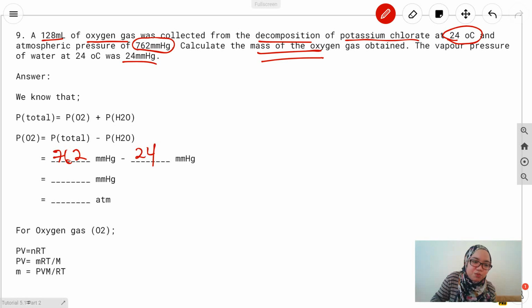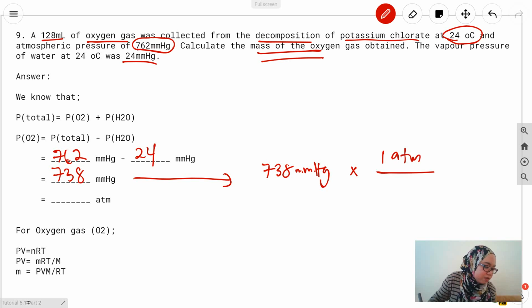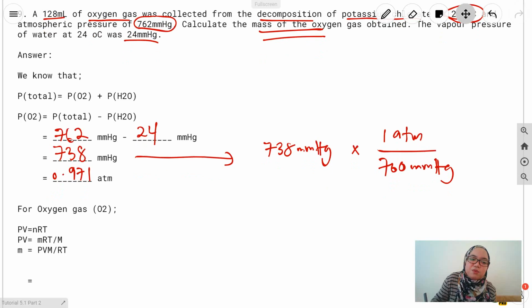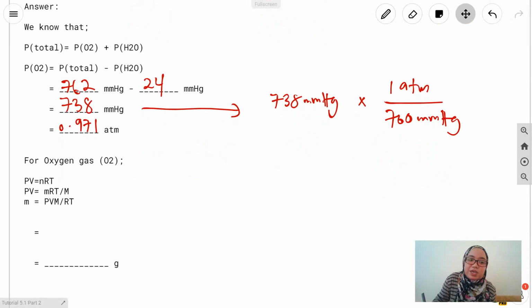When we subtract this, we will get 738 mmHg. When we convert this into atm, 738 mmHg times, because 1 atm is equal to 760 mmHg, we will get the pressure as 0.971 atm. Alright, so after we know the partial pressure of oxygen, we can use it to find the mass of oxygen.